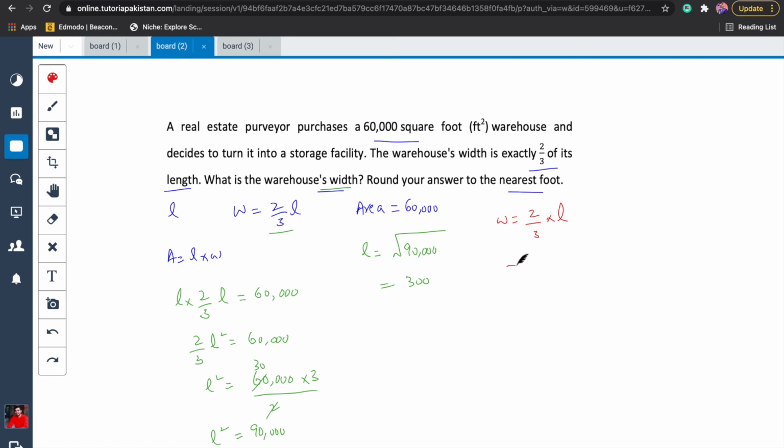And if the length is 300, this is two-thirds of 300. Cancel this out, what do you get? 100. 100 into 2 is 200. This is our answer.